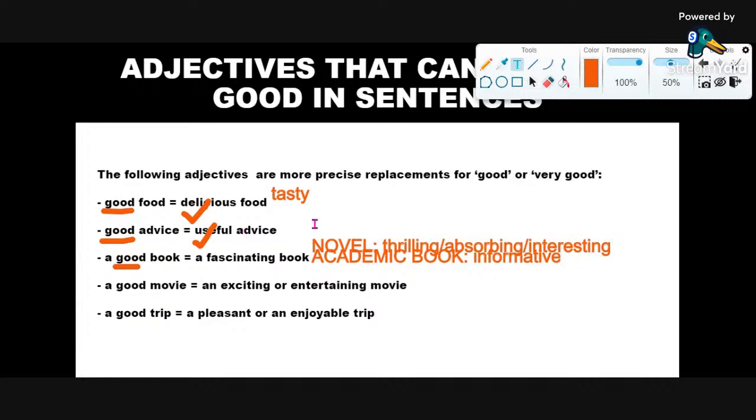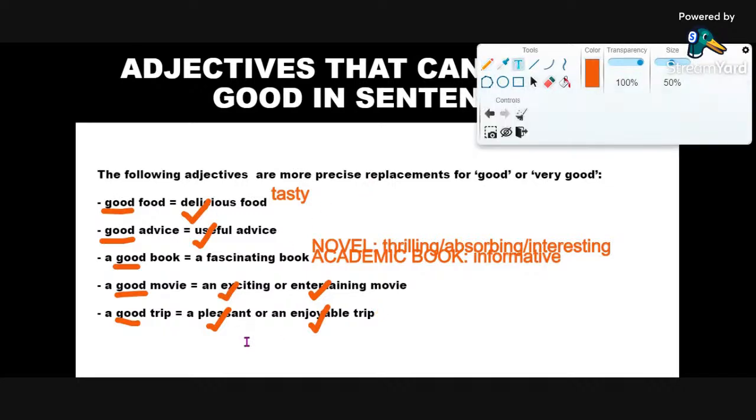Now, let's look at other examples. When you look at the word movie, and you describe the movie as a good movie, well, it could be more precise to say it is an exciting or an entertaining movie. Or when you are talking of a good trip, you can be more precise by describing the trip as pleasant or enjoyable. Okay?